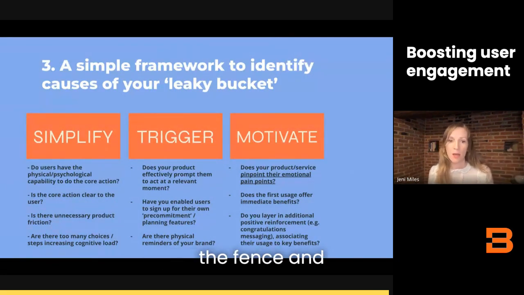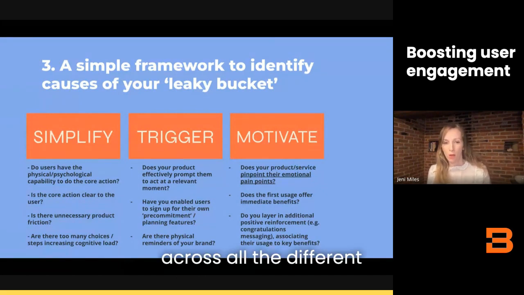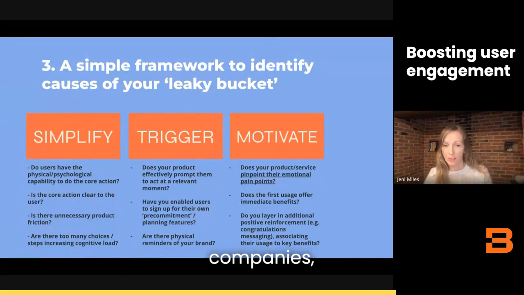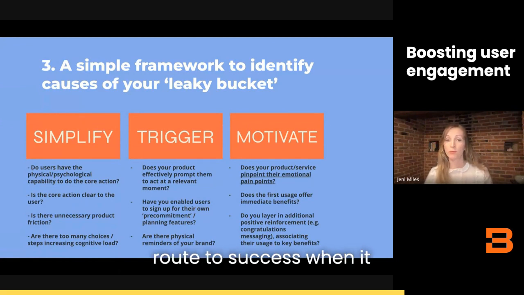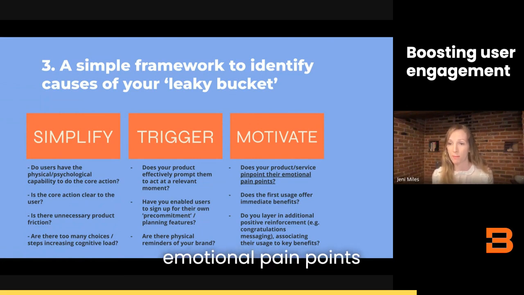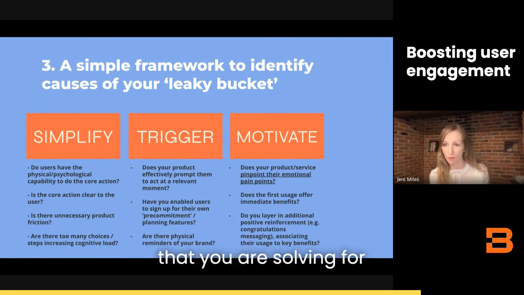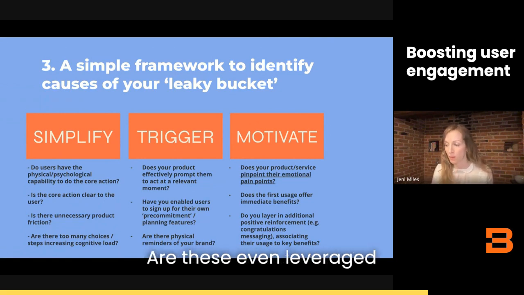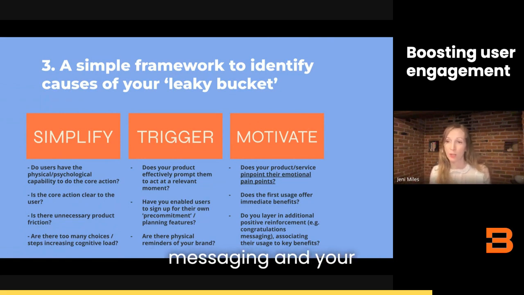And across all the different companies that I've worked with, what I have seen as a very common route to success when it comes to this idea of motivation is pinpointing what the actual emotional pain points are that you are solving for, and are you even referencing those? Are these even leveraged throughout your messaging and your marketing?